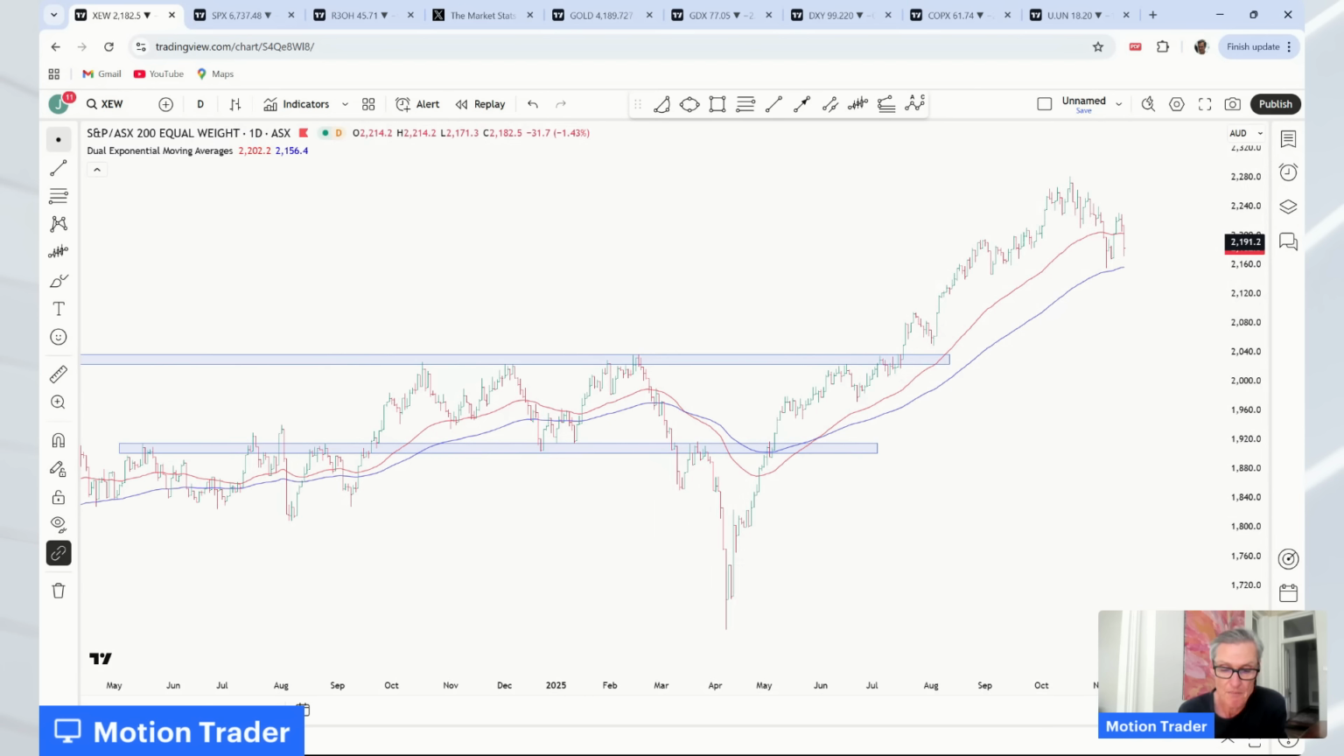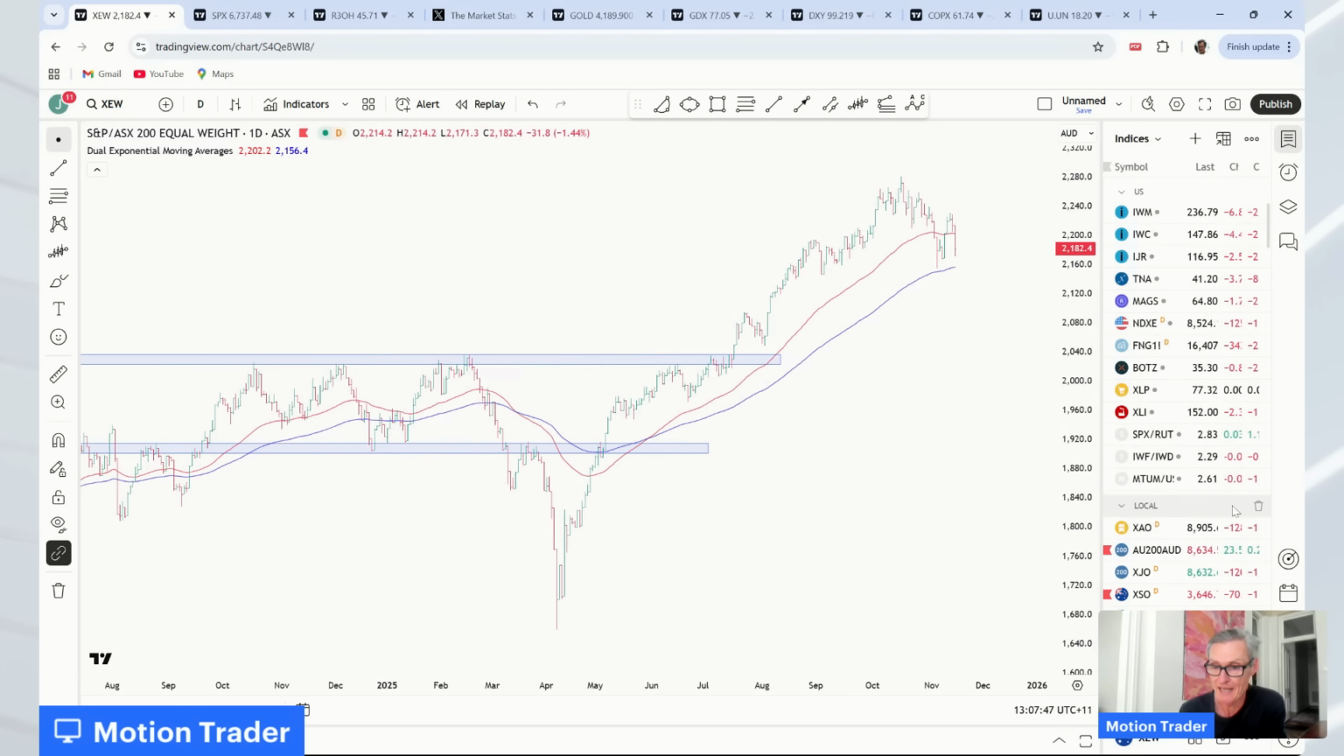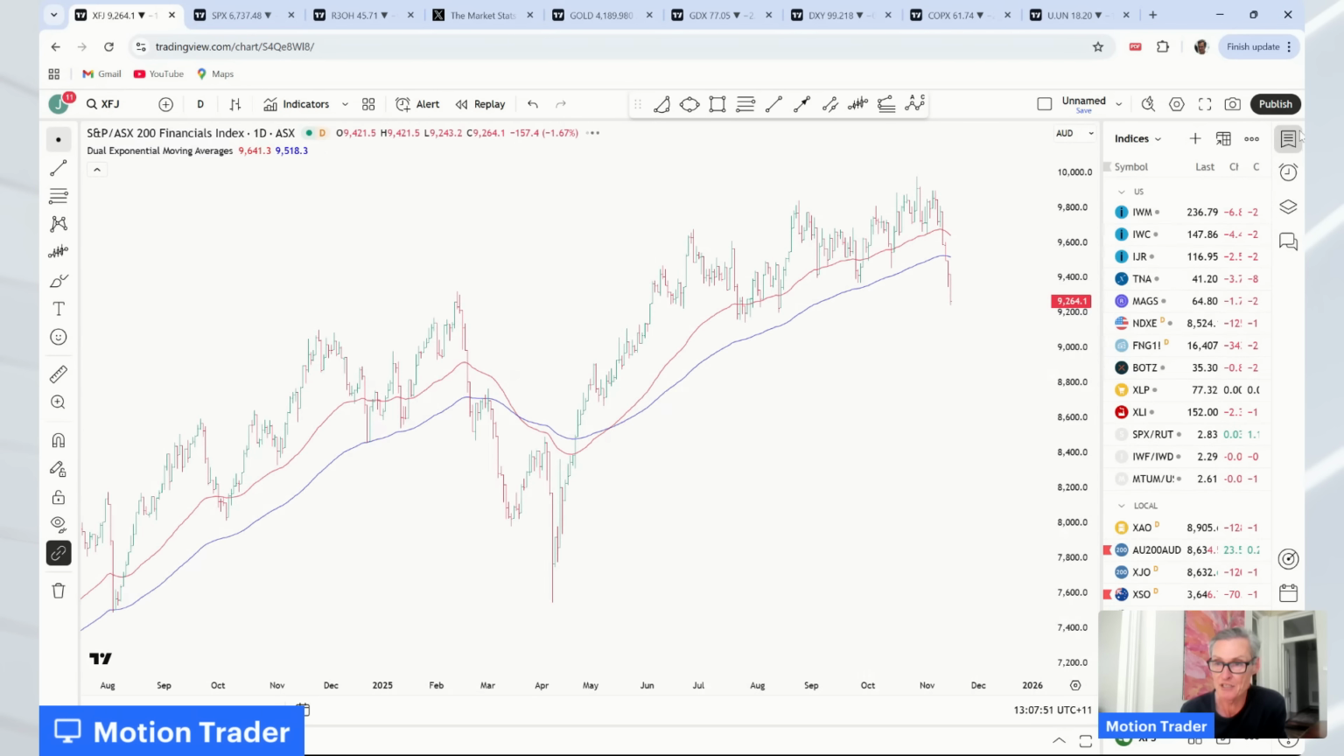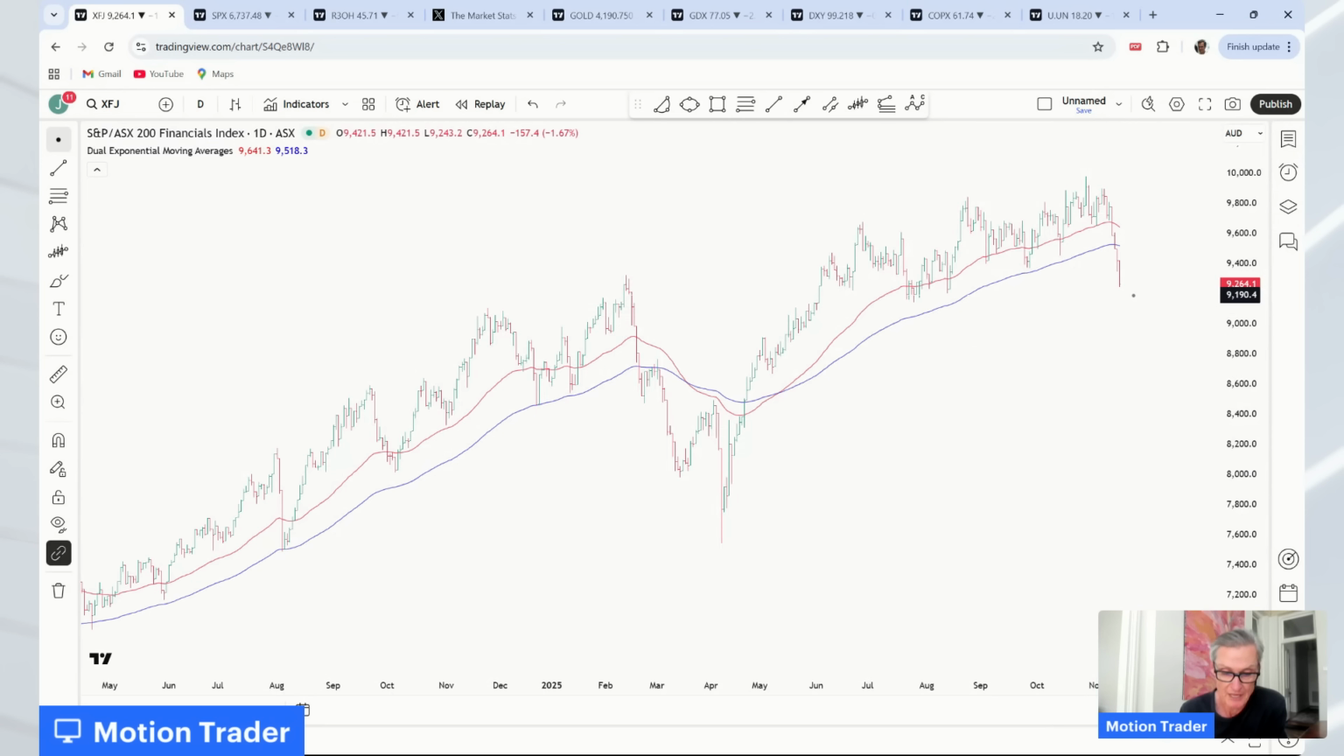So why are we seeing so much more weakness in the ASX 200? And I think a big reason for that is due to selling in the banks, or in particular, selling in CBA. And you can see that come through in the financials index. So let's have a quick look at the financials. So this is the ASX 200 financials index.